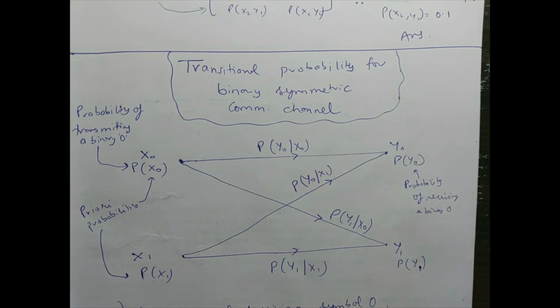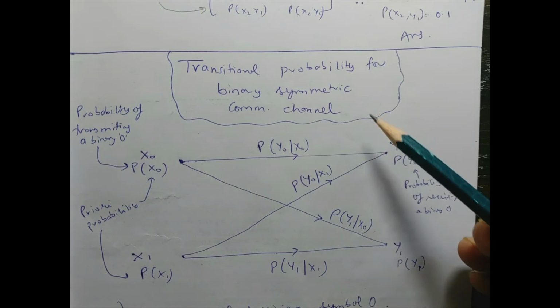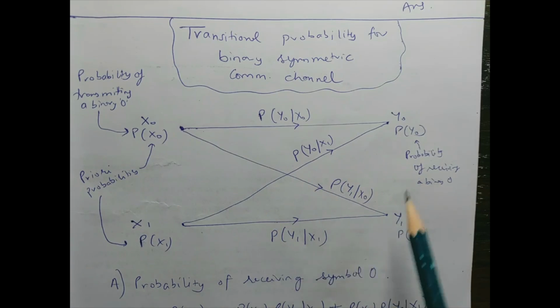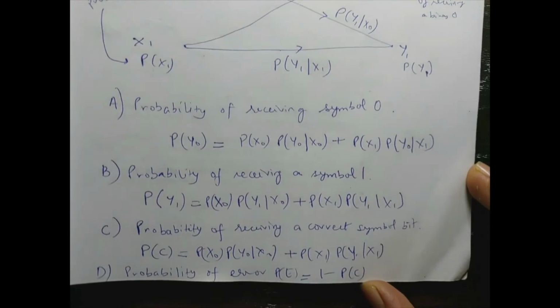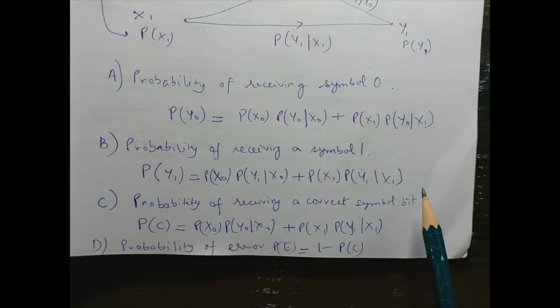There are transition probabilities for the binary symmetric channel. So this is the general definition, and we can summarize the formulas like this. These are all basic probability formulas now applied to channel matrix information theory coding.